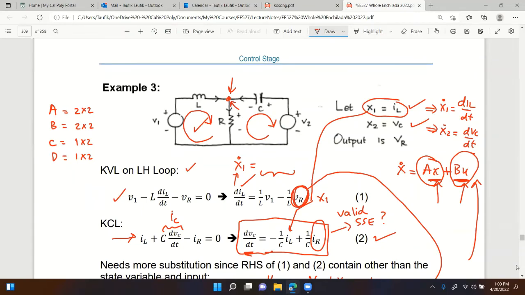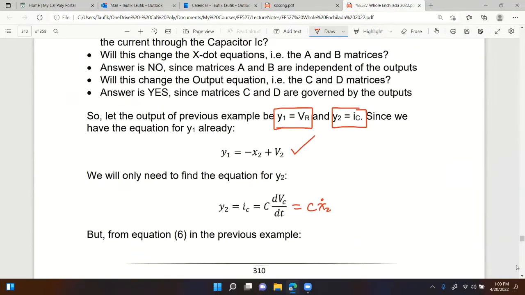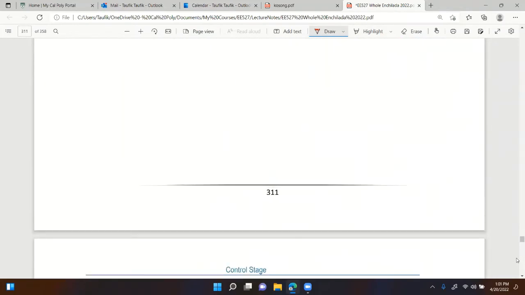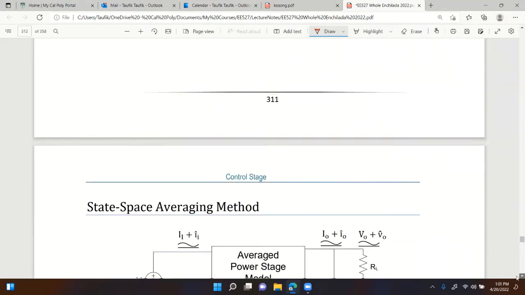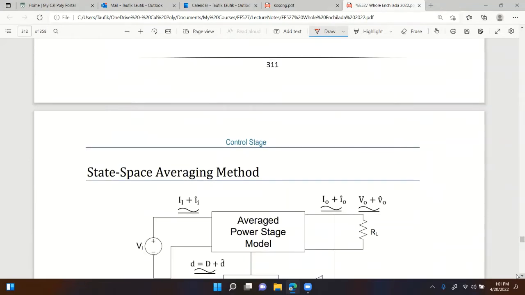But in DC to DC converters, it's different, because now we have a circuit that looks different when the switch is on from when the switch is off. So how do we deal with the state space equation for a circuit that changes states?